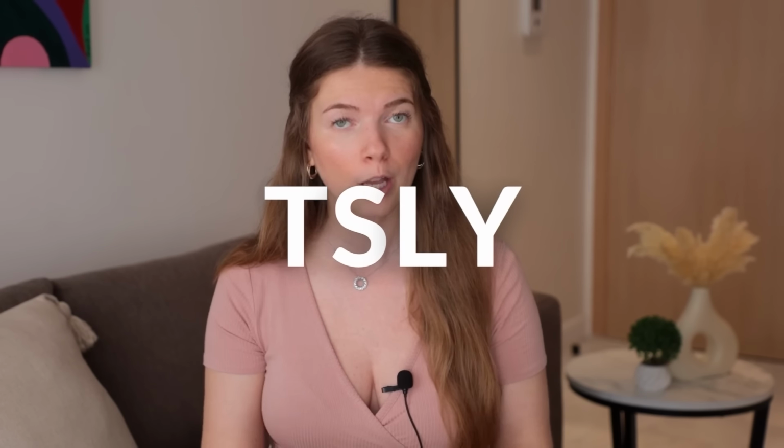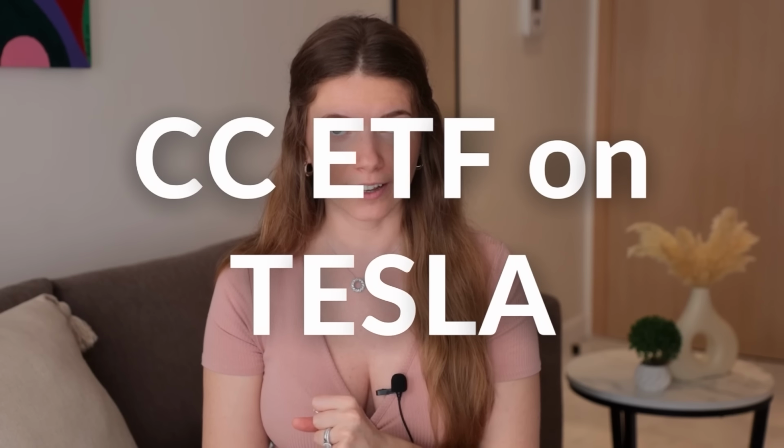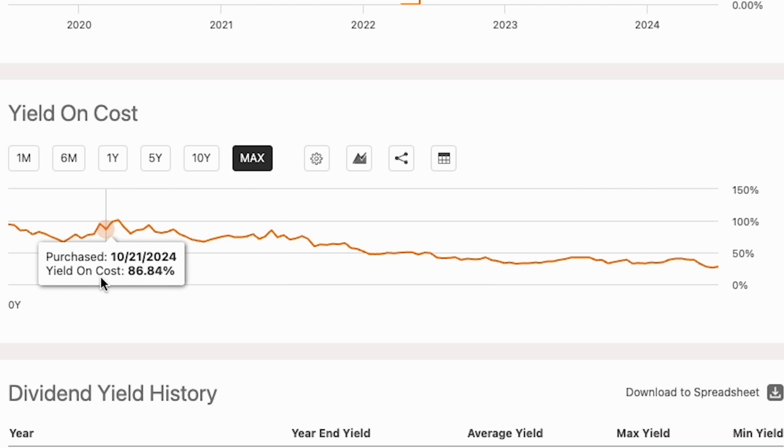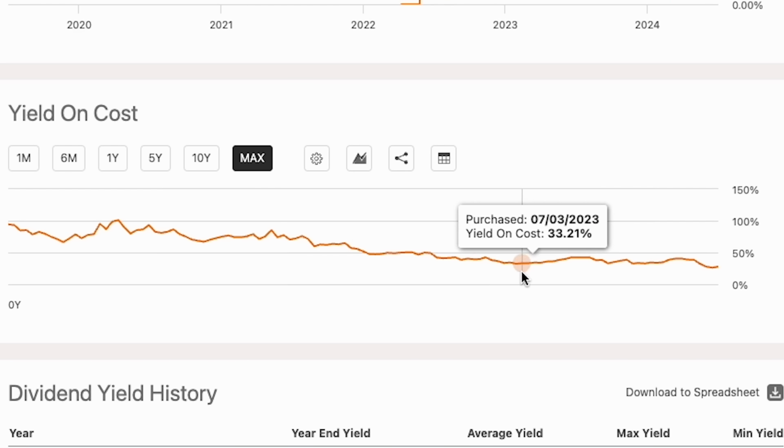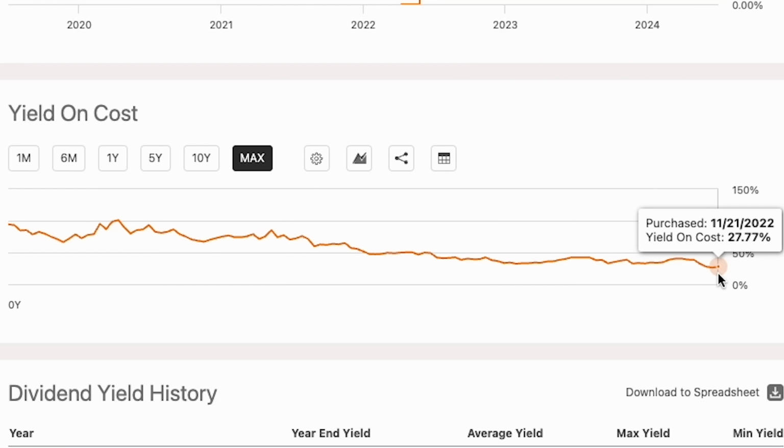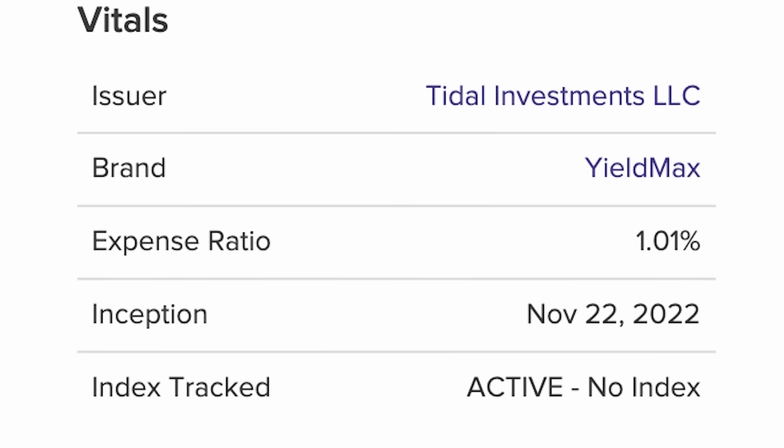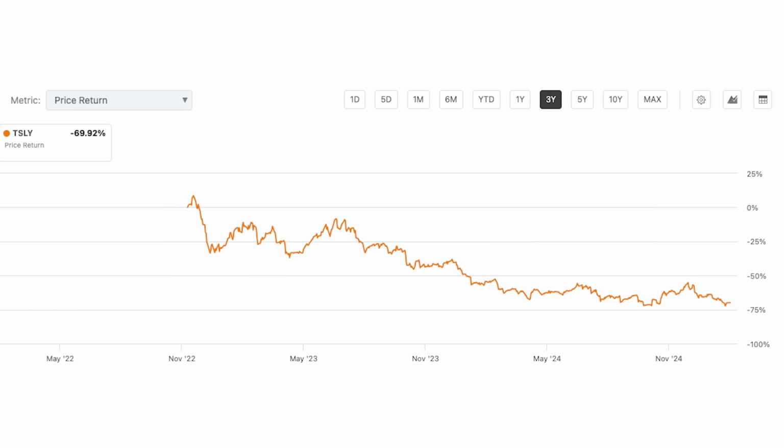Now, there are certain ETFs that are in a much worse situation than QYLD, such as TSLY, which is a covered call ETF on Tesla. If we simply consider our first step and look at the yield on cost chart of the ETF, it is probably one of the worst charts I have seen thus far. And the crazy part is that this fund was established not even 2 years ago, and it has already lost nearly 70% of its net asset value from the time it was established.